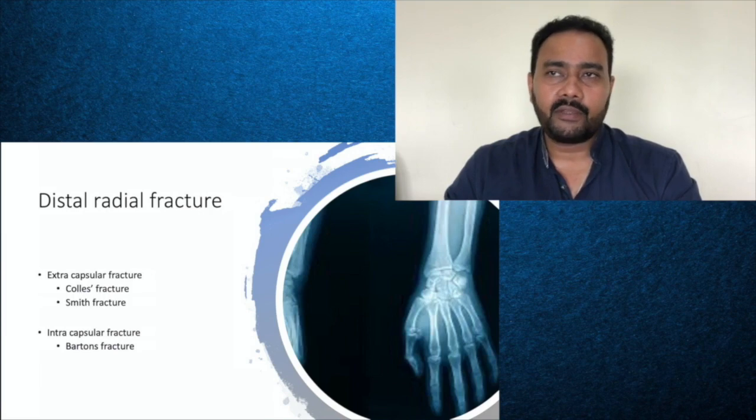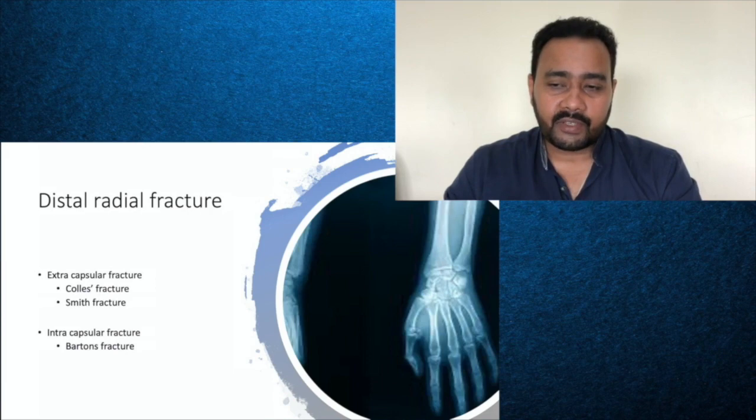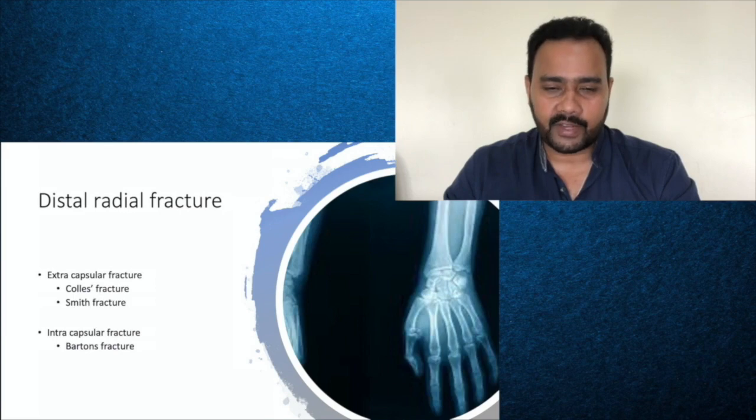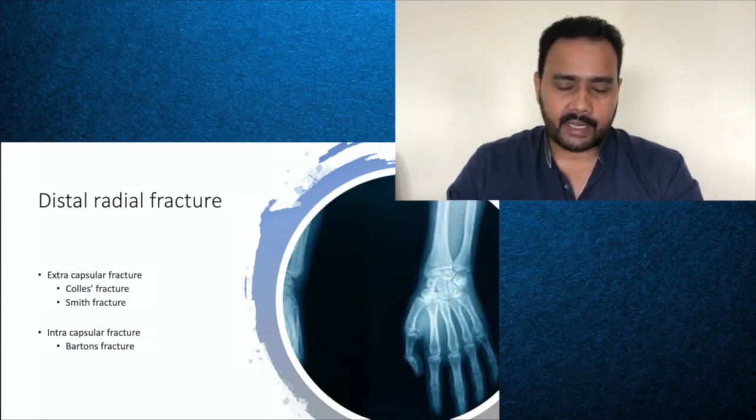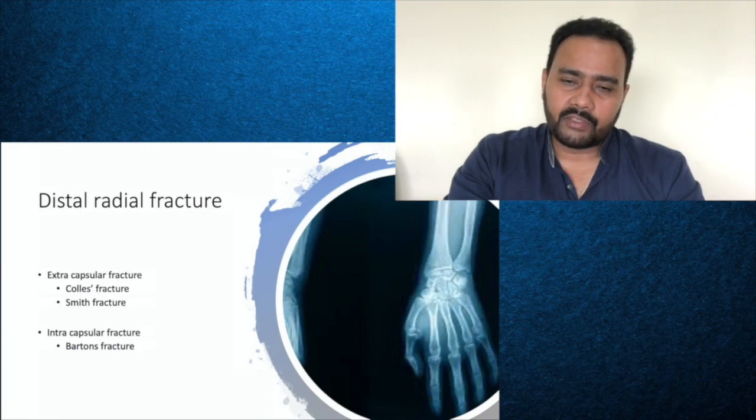So with Colles and Smith, the articular surfaces are not involved, and the fracture does not occur inside the capsule, it occurs outside the capsule. But when the articular surfaces are involved and it is within the capsule, we call that a Barton's fracture. So here, understand there are three types of fractures you should know about in the distal radius. You can divide them into two types: extracapsular fractures, that is Colles and Smith fracture, and intracapsular fracture, which is the Barton fracture. The common one is the Colles, right?